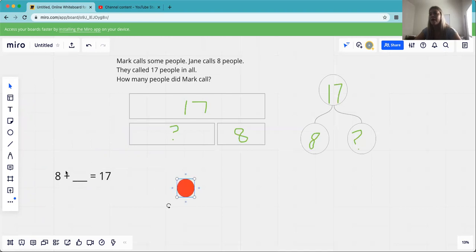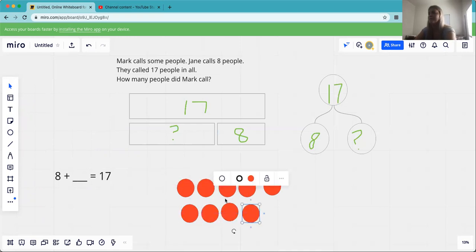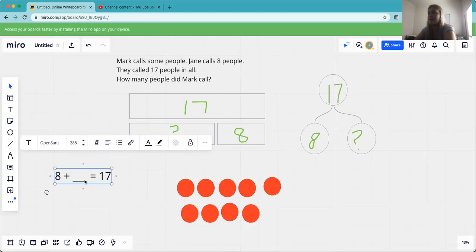So 8, 9, 10, 11, 12, 13, 14, 15, 16, 17. Let's count how many. So 5 on top, 6, 7, 8, 9. So I got 8 plus 9 equals 17.